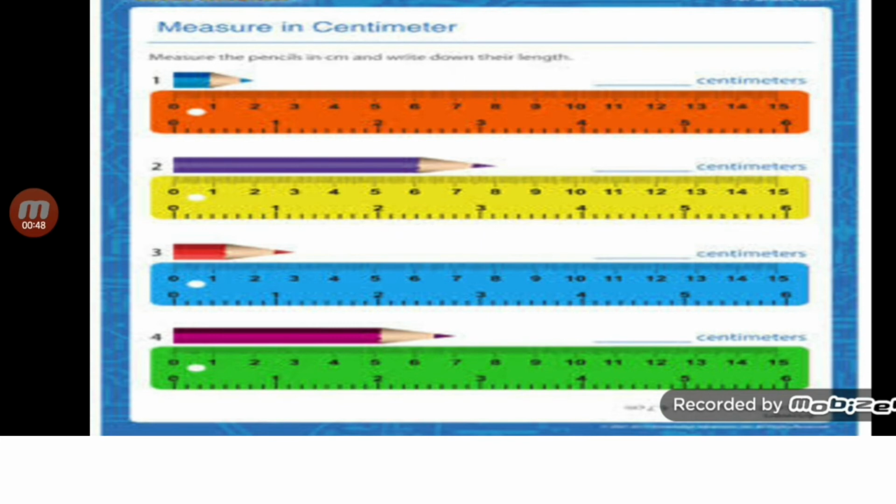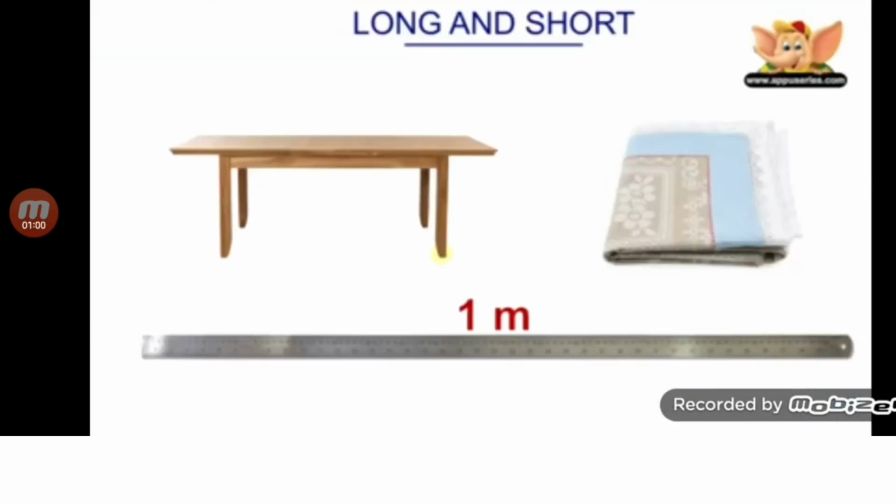Now look at the purple one. It stops at 8. That means it is 8 centimeter long. Now red one, it stops at 3. That means it is 3 centimeter long. And the pink one, it stops at 7. So it is 7 centimeter long. Now this was about measuring the objects which are smaller in size.